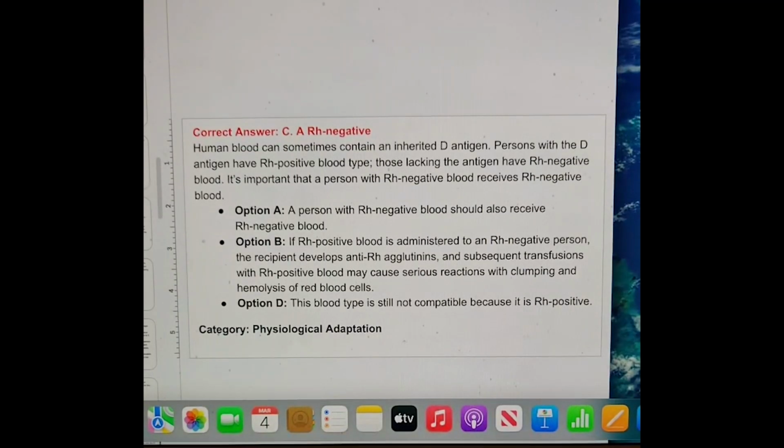And the answer is C. I was about to say A, but the answer is C. It is A Rh negative. All right. So human blood can sometimes contain an inherited D antigen. Persons with the D antigen have Rh positive blood type. Those lacking the antigen have Rh negative blood. It's important that a person with Rh negative blood receive Rh negative blood. That is part of physiological adaptation, which is the third largest section on the NCLEX at 11 to 17%.